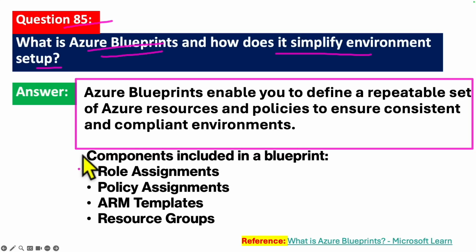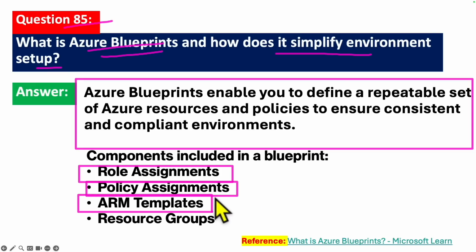Let's look at this one by one. First is role assignments. You can define who has access to what resources within the environment. Second is policy assignments. This ensures resources comply with organizational standards and policies. The next capability is ARM templates. This helps you deploy a predefined set of resources in a consistent manner. Another capability is resource groups. This helps you organize resources for better management and oversight.